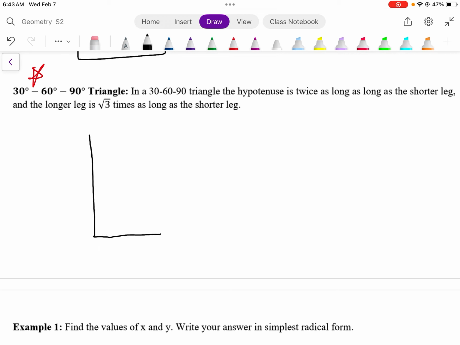So we're going to draw a picture. In the picture, we have a right triangle with one angle that is 90 degrees. And then we would have an angle that is 30 degrees and 60 degrees. And in a previous chapter with triangles, we talked about how the longest side is always opposite of the largest angle, and the shortest side is opposite of the shortest angle.